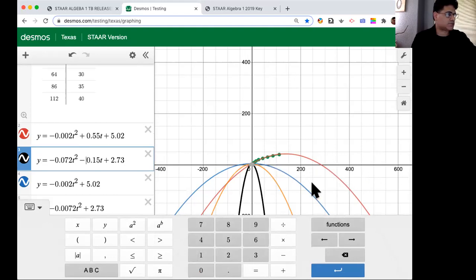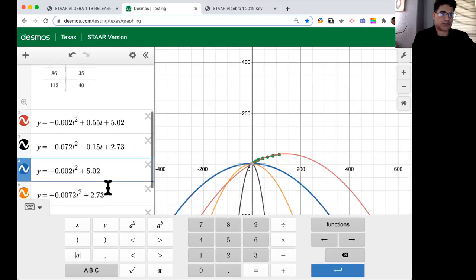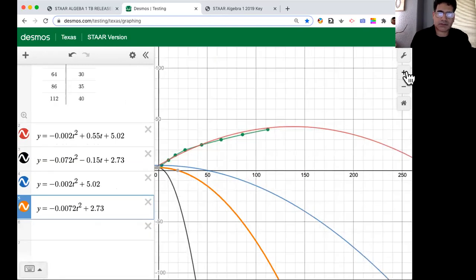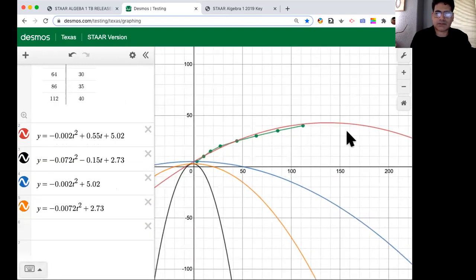Okay, let's see if there's another mistake. 0.072t squared minus 15t plus 2.73. Okay. 0.72t squared minus 15t. Okay, well, let's take a look at this one. That one looks fine. Negative 2. Still, I'm expecting. Let's see.